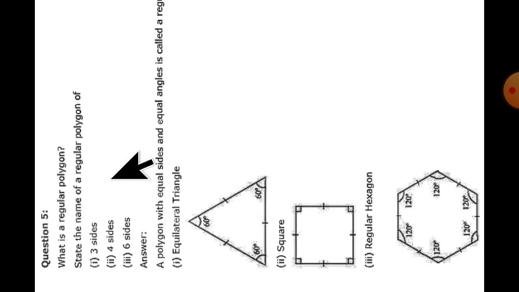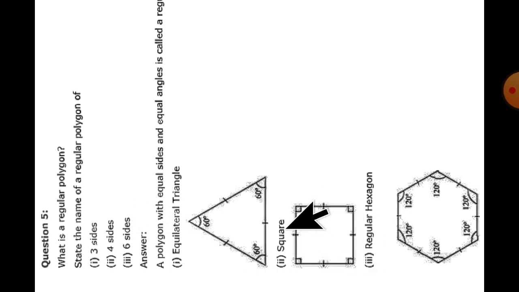So, the first one, of 3 sides. 3 sides means it should be a triangle, but it should be an equilateral triangle because it should have equal sides and equal angles. Here all the angles are equal in measure, that is 60 degrees each, and all the sides are also equal in measure. Now the second one is 4 sides. 4 sides means it should be a square. Here all the angles are equal in measure, that is 90 degrees each, and all the sides are also equal in measure.